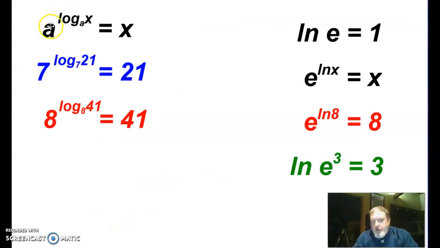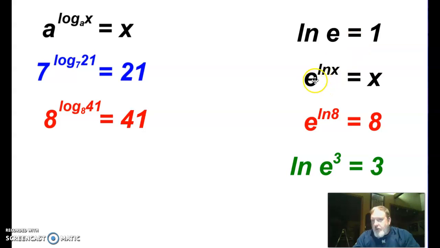All right, a couple more. If you raise a base to the log of that same number, then that cancels out. So you see 7 to the log 7 of 21 power, that cancels out, and you're just left with 21. 8 to the log 8 of 41 power, that's 41. Natural log of e is equal to 1.